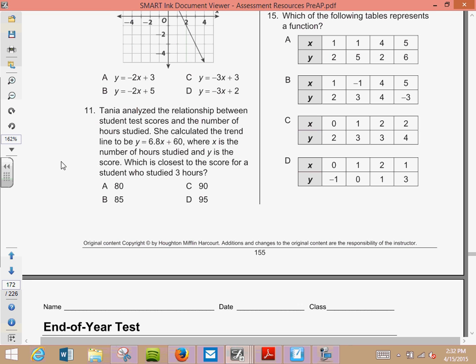How do you figure it out? What can you do? Because is it closest? Not exactly. What can you do without using a calculator? How do you estimate right here? Okay, so 7, and then what do you do with it?